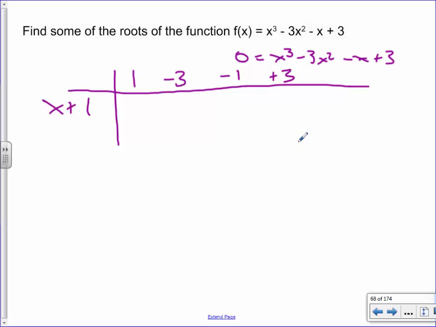If x plus 1 is going to be a factor, what does the remainder need to be? Okay, so we're just going to throw mud at the wall and hope that it works. Drop down the 1. 1 times 1 gives you 1. That's that bounce idea.